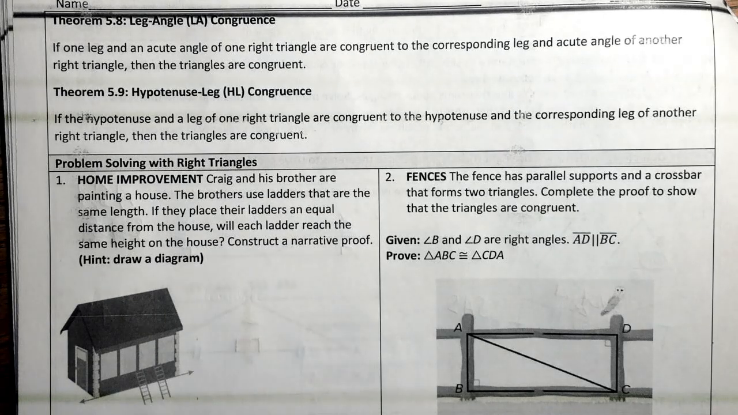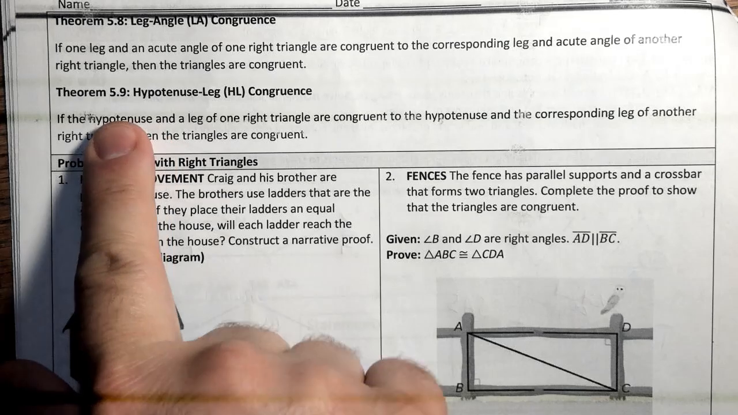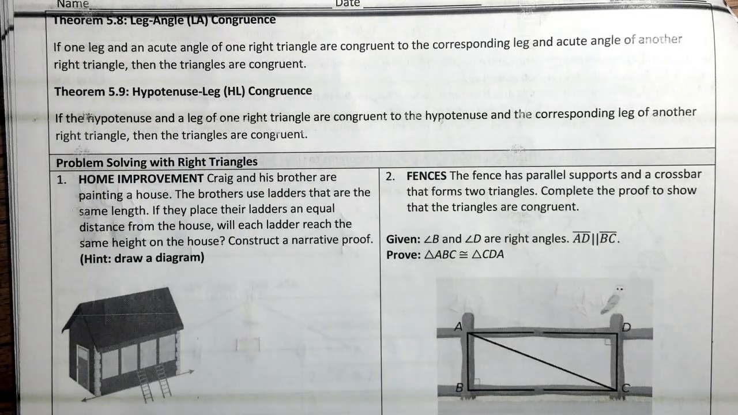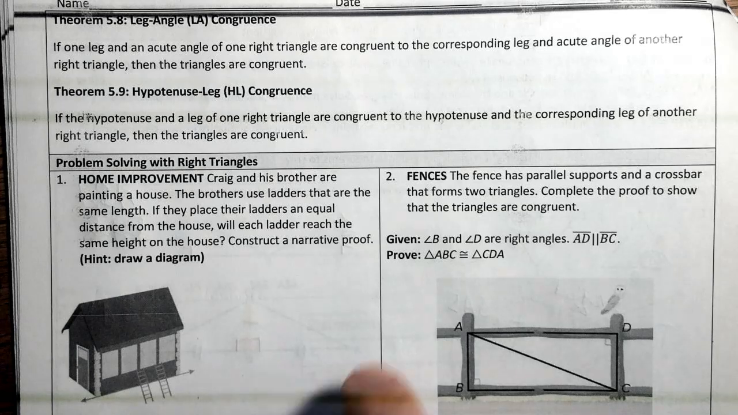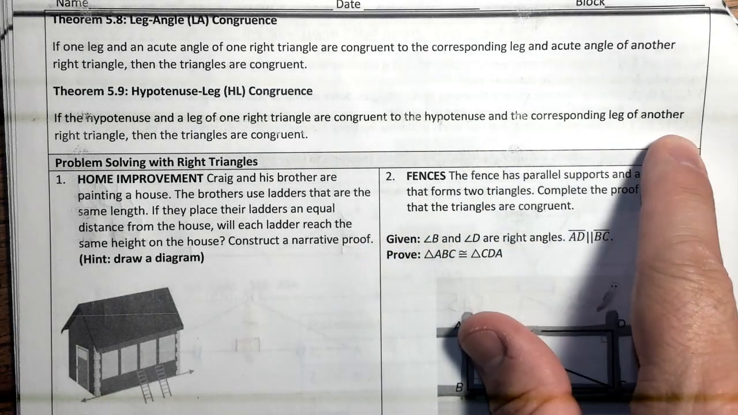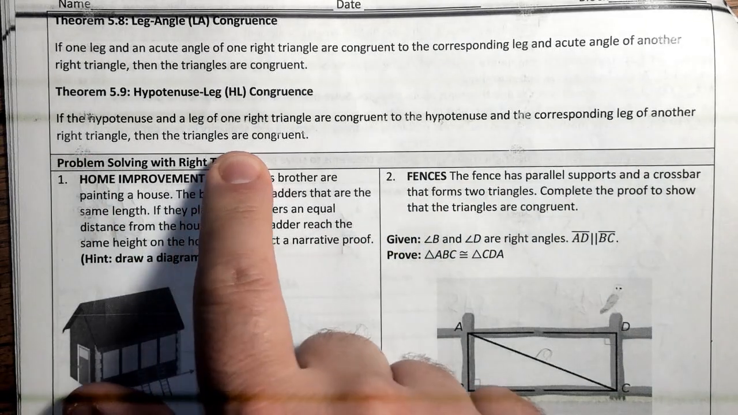Page 18, top of the page, we've got a couple of theorems. Theorem 5.8 is leg angle. If one leg and an acute angle of a right triangle are congruent to the corresponding leg and acute angle of a second right triangle, then those triangles are congruent. Just like before, but we're talking about a leg, not the hypotenuse, and one of those other angles. And then theorem 5.9, hypotenuse leg. If the hypotenuse and the leg of one right triangle are congruent to the hypotenuse and corresponding leg of another right triangle, then those triangles are congruent.